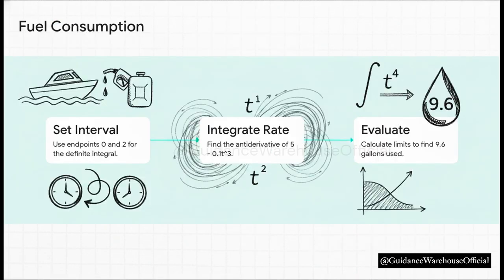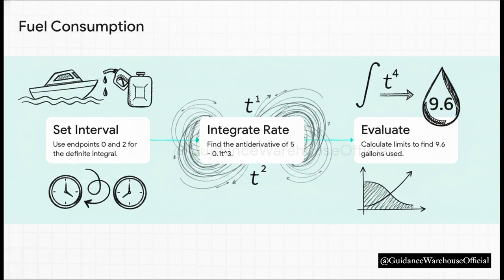The beauty of the net change theorem is that it works for any rate of change. Suppose a motorboat consumes gasoline at a rate of 5 minus 0.1 t cubed gallons per hour. We want to know the total gas used in the first 2 hours. Step 1. We set up our definite integral on the interval from 0 to 2.